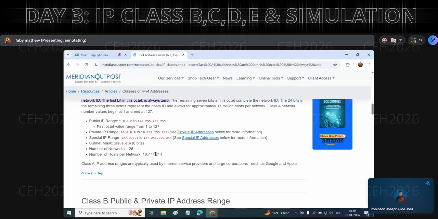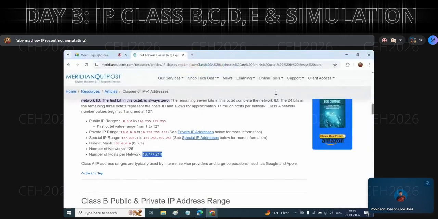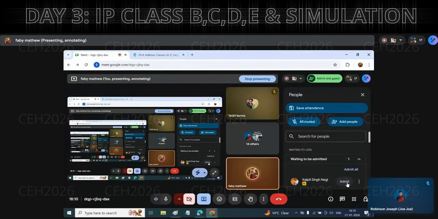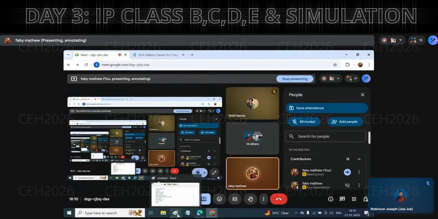1 crore 67 lakhs 77,214. So if you calculate this, you will get this result. This is actually telling about one network ID. I'm only talking about a single network ID, that is 100. So in the 100 network, you can create 1 crore 67 lakh IP addresses.